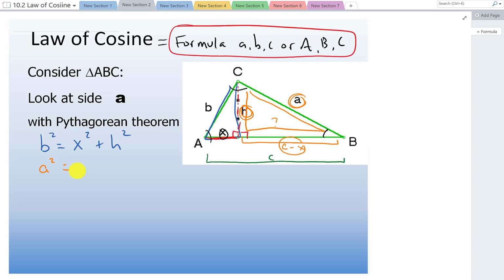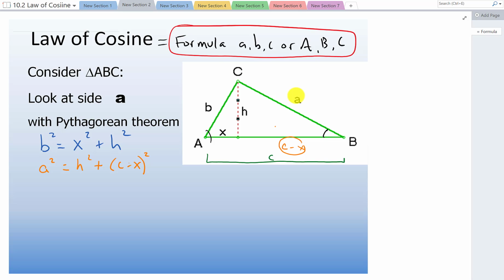a squared equals h squared plus (c minus x) squared. Okay, now I'm not getting too much traction yet on my goal. I want a formula for this triangle. And I want to make assumptions that A, B, and C are not 90. Now I do have assumptions that are 90, but they're based on this place where h touches down. That's getting really congested there.